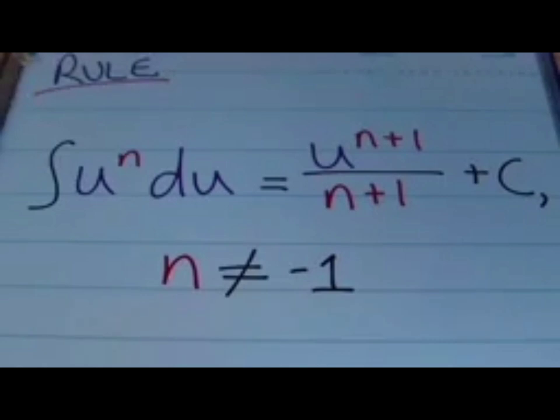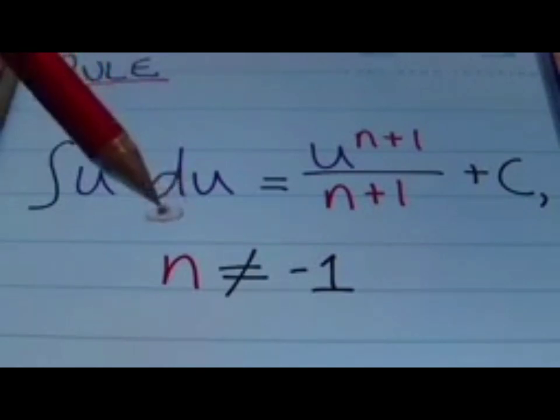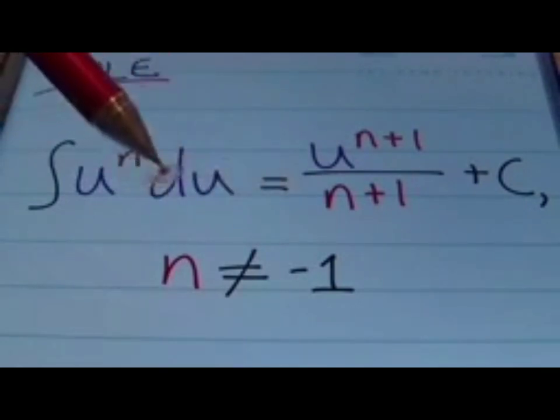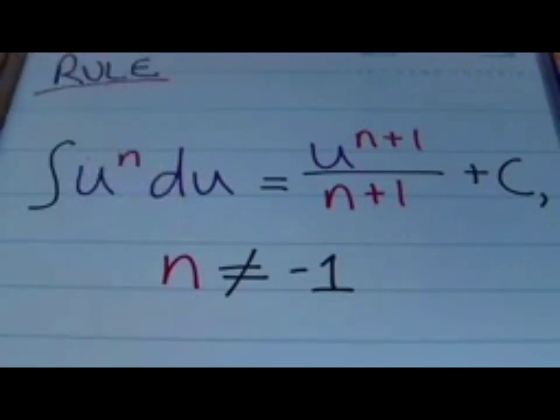Then you'll add your constant of integration, with the condition that n cannot equal -1, which means that you can't use this rule if the exponent equals -1. In other words, you'll have to use another method to integrate that type of problem. So we're going to focus on problems that use this rule, and that's what we'll look at today. Let's go ahead and take a look at them.